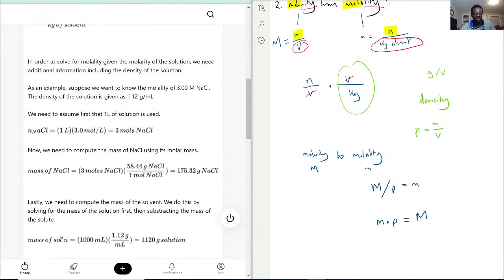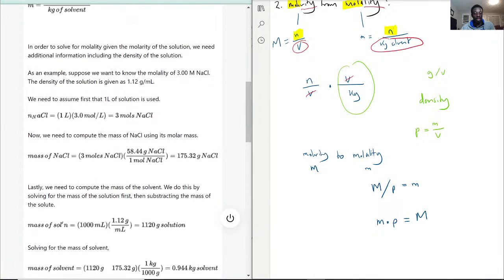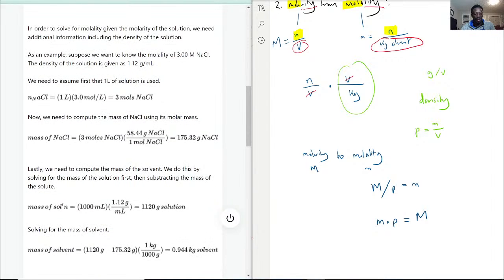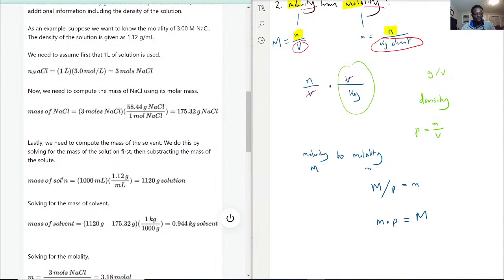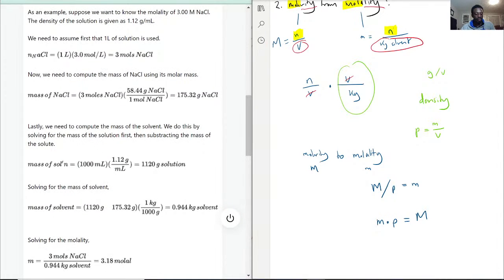So they initially started with 3 moles of NaCl, so 3 moles per liter, and then they were able to find their density, 1,120 grams over, well, just to make sure here, minus 175 divided by 1,000. That is what we got there.